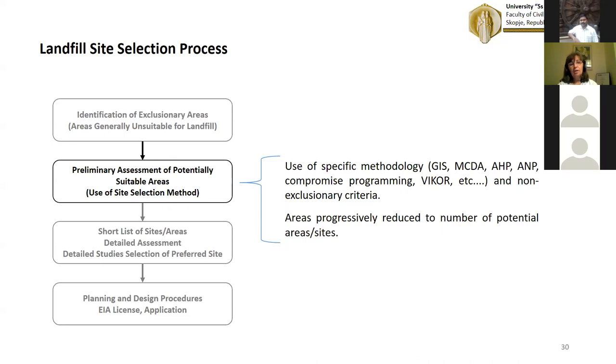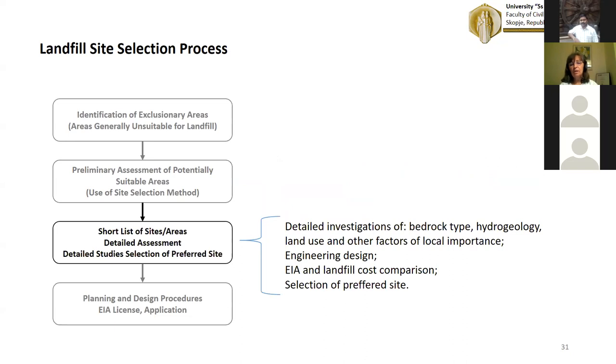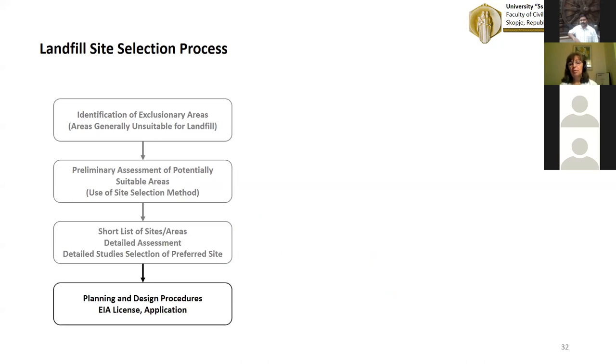When this phase is implemented, the third phase is a remaining short list of sites or areas. For this short list, a detailed investigation is performed, like investigation of the bedrock type, hydrogeology, land use, and then a preliminary engineering design is performed for these areas. Environmental impact assessment is performed, and also landfill costs. According to the environmental impact assessment and landfill cost comparison, the most preferred site is selected. When the most preferred site is selected, it ends with planning and design procedures, with final design procedures. Then environmental impact assessment, license, and application of the project.